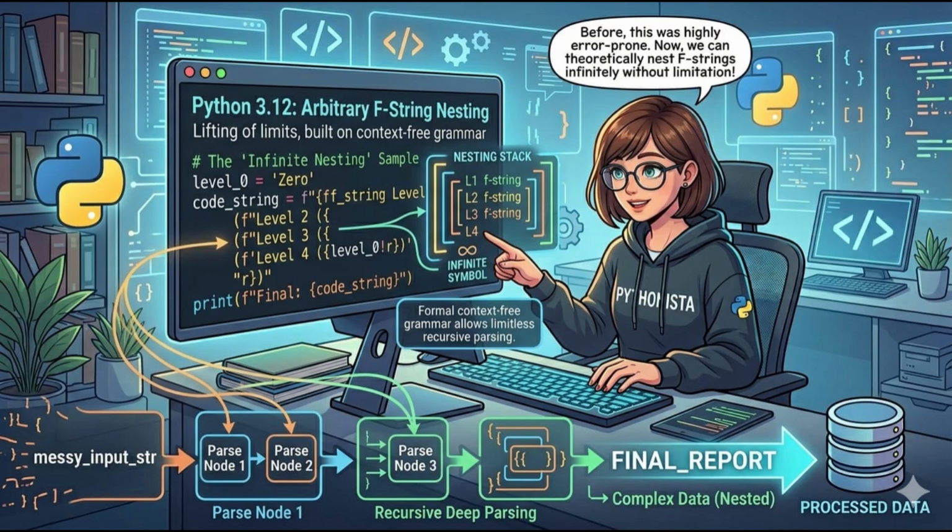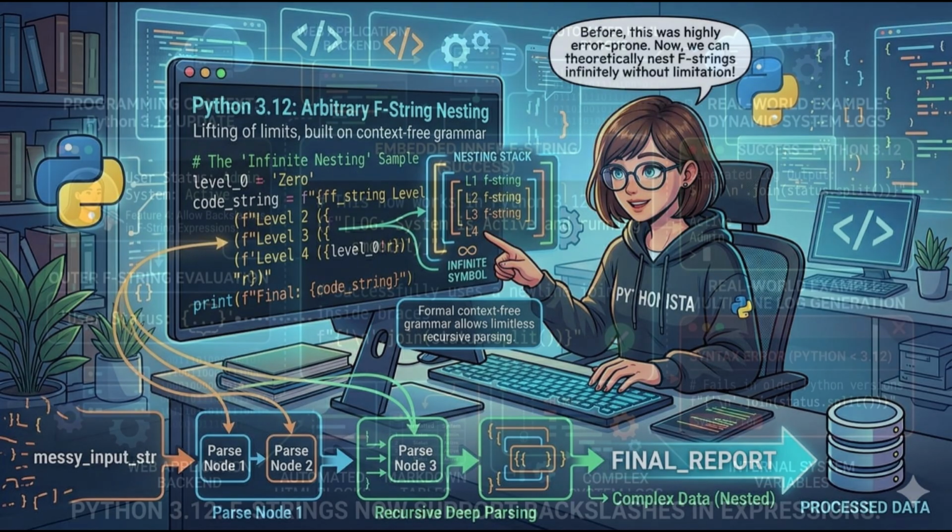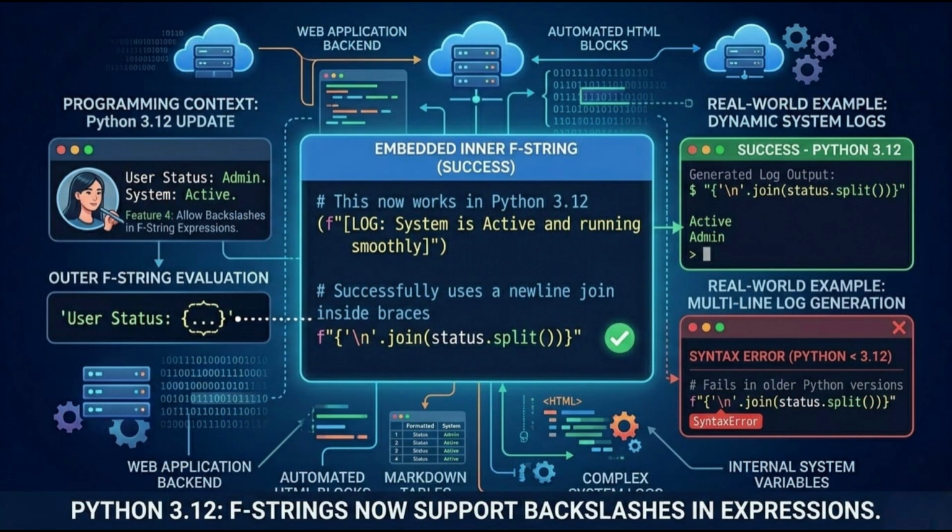Watch the screen. We have a status variable set to active. We write an outer f-string, and inside its evaluation brace, we embed another f-string that constructs an inner statement conditionally. This allows for incredibly dynamic text generation pipelines, perfect for building automated HTML blocks, markdown tables, or complex system logs based on internal system variables.